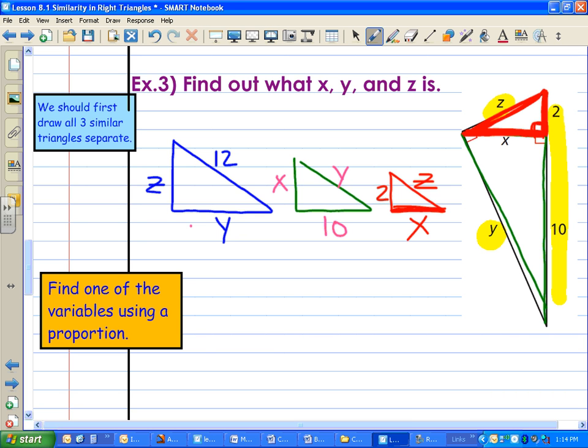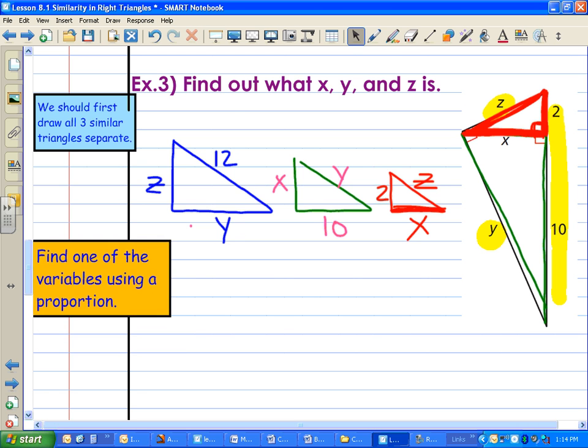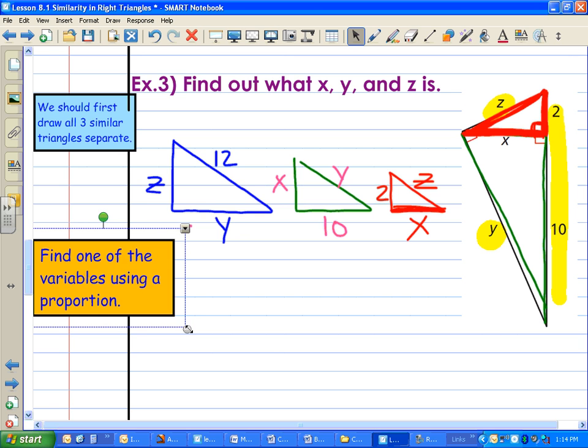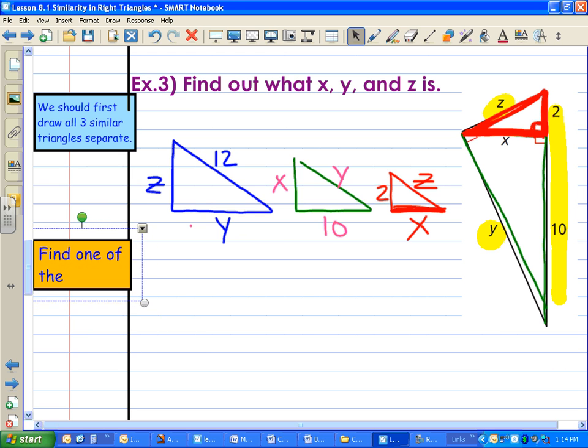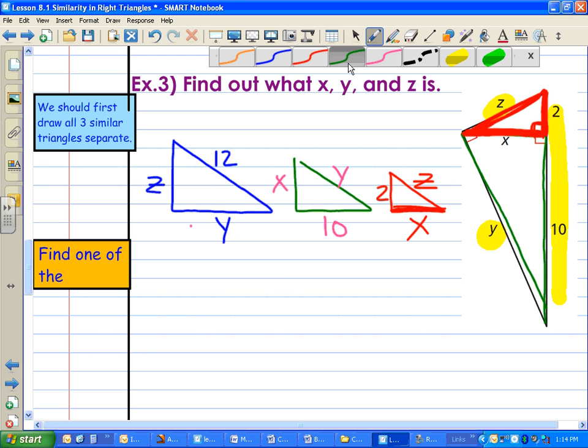They're all set up, ready to go. You have 3 similar triangles. Now, let's start by finding out one of the variables first. This is find one of the variables using a proportion. Okay, so you're going to see what that looks like right now.